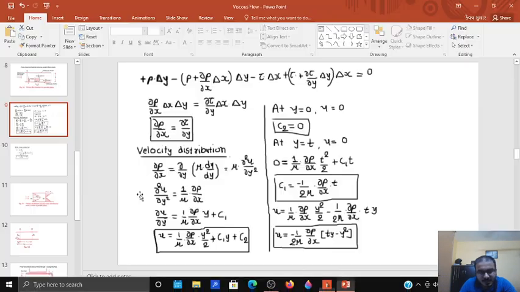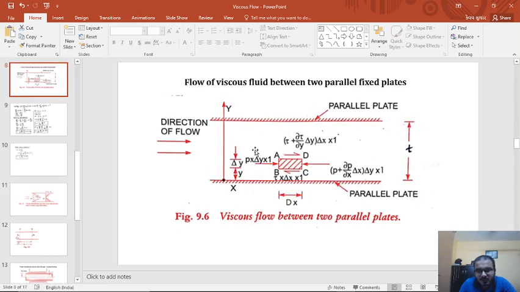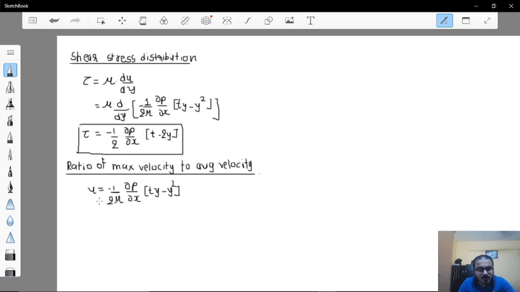And if you see now this velocity distribution here, then maximum velocity is obtained at the center where y is equal to t by 2, because if you recall here, if you want to get at the center between two parallel plates, then it will be at y is equal to t by 2. So we will be obtaining u is equal to u max when y is equal to t by 2.